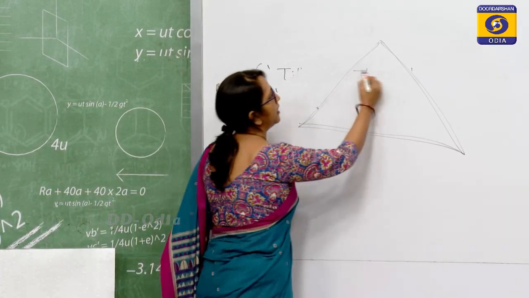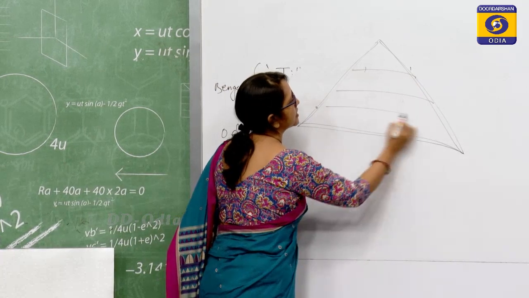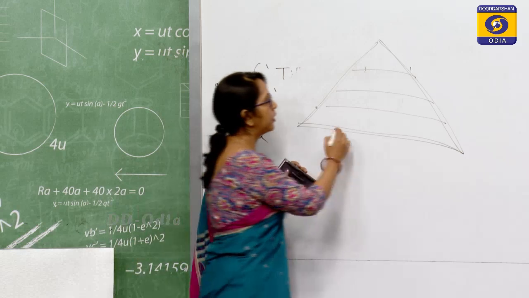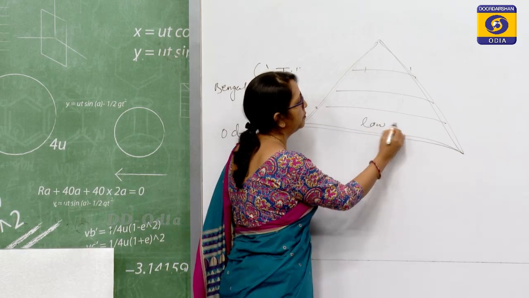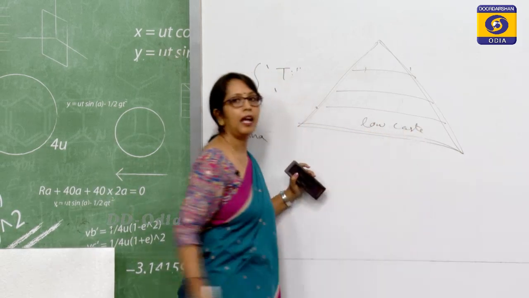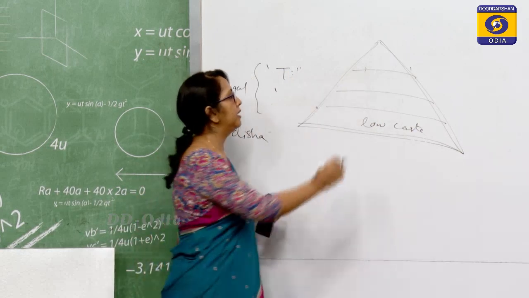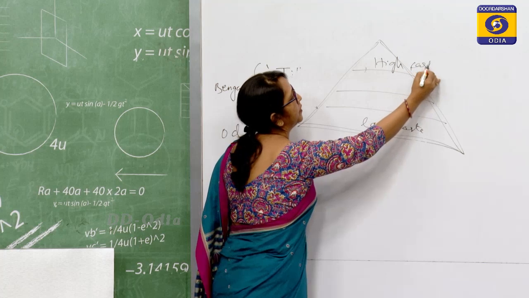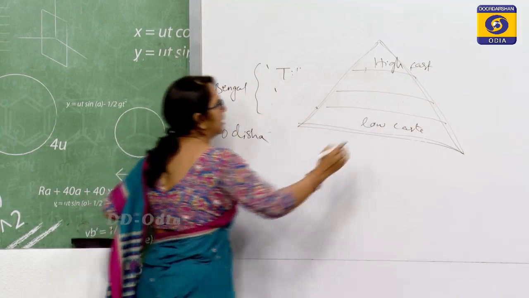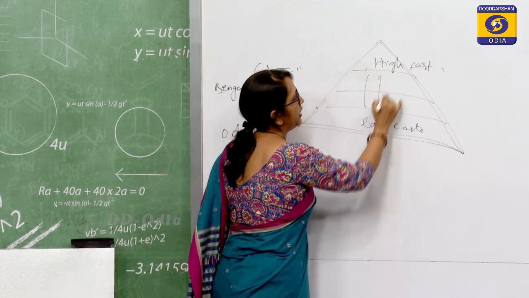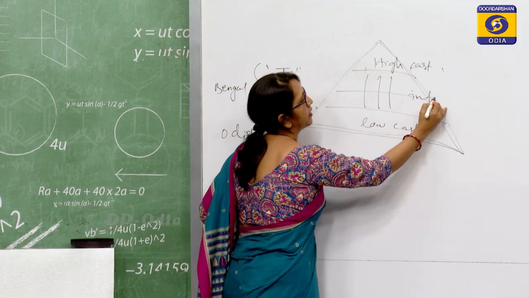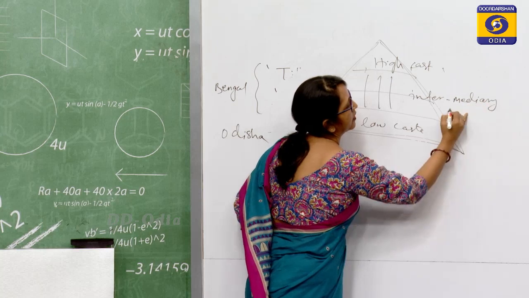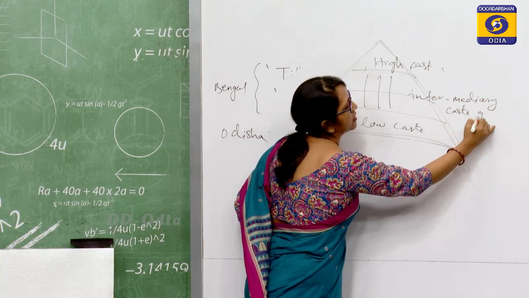That there are different layers. There are different layers in the society. At the bottom layer, there are low caste groups. Okay, and at the top layer, there are high caste groups. Okay, high caste groups, and in between there are intermediary caste groups.